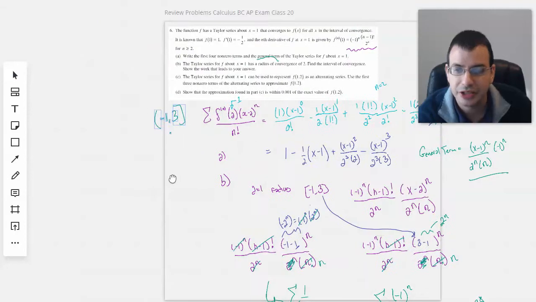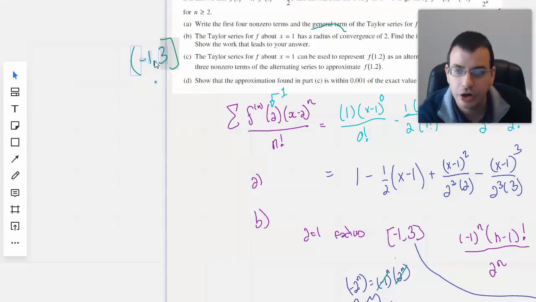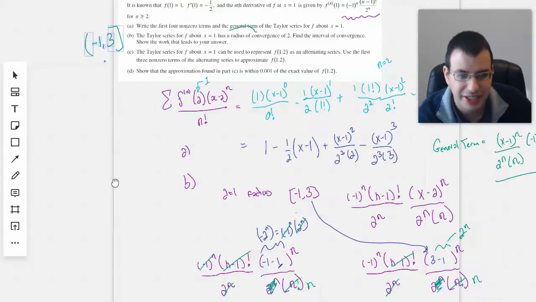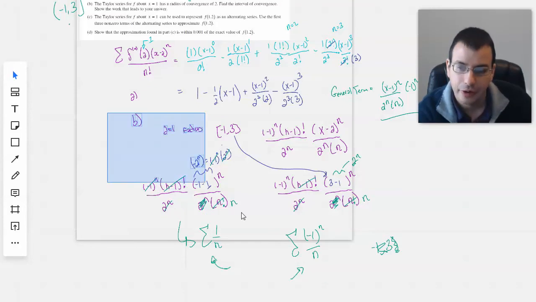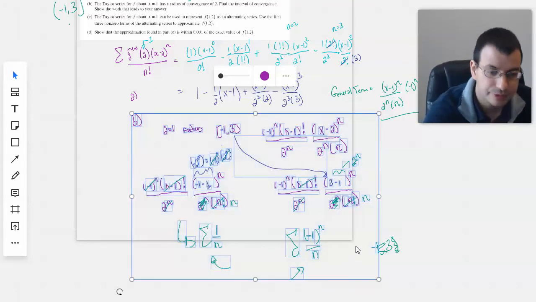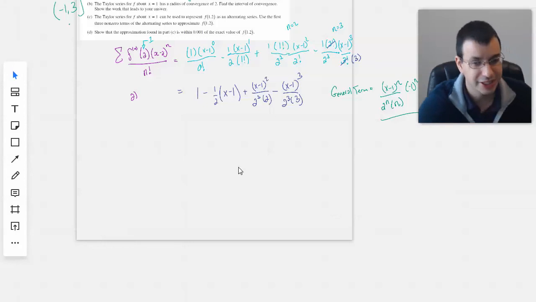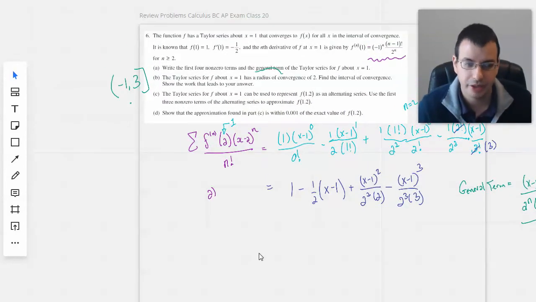So this will be the answer to part B. Oh man, that's a lot of work for just 2 parts. Okay, so that's the idea behind part B.